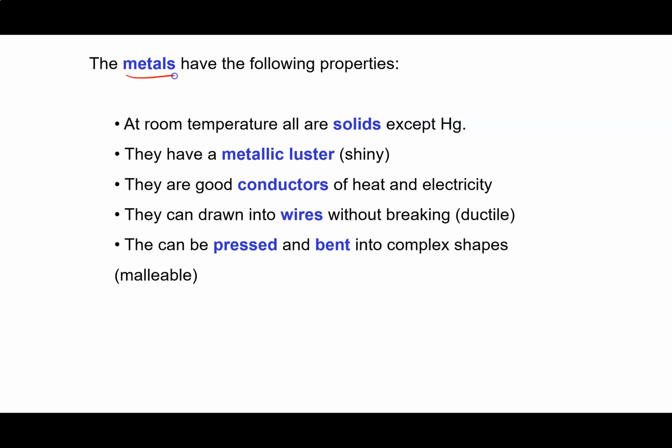Now, metals have some characteristic properties. They have stereotypical metal properties. All metals are solids at room temperature except for mercury, and as we know, mercury is a liquid. Metals are shiny. They have what we call a metallic luster. Sometimes they get a little bit dull because they react with oxygen and rust or corrode. But if you take a metal and cut it or snap it and get a fresh surface, it'll be shiny.